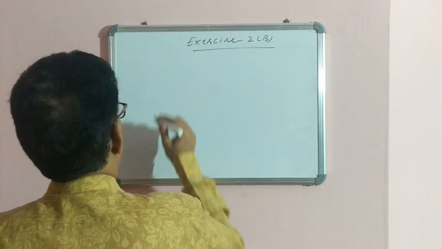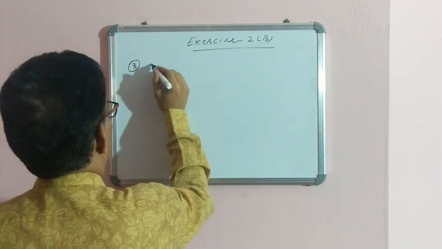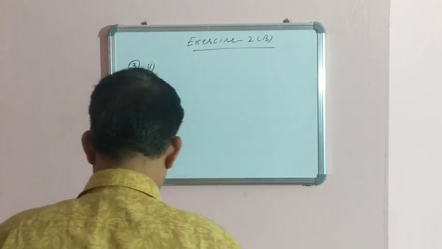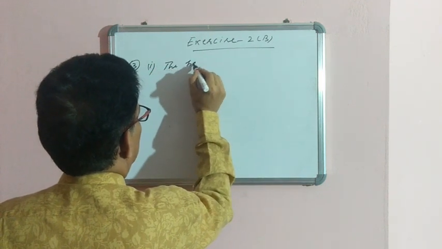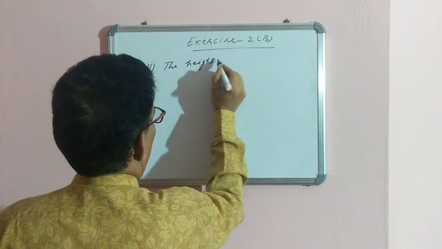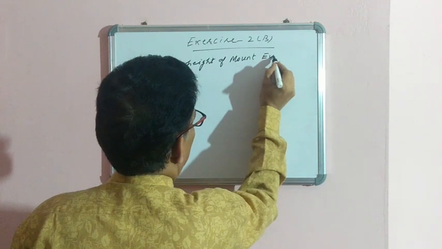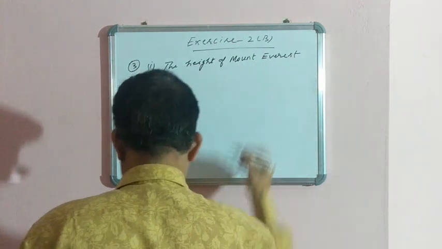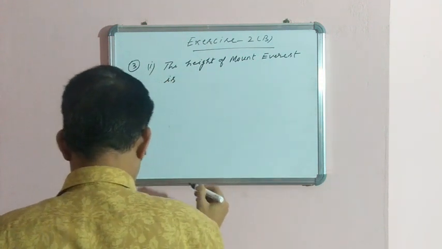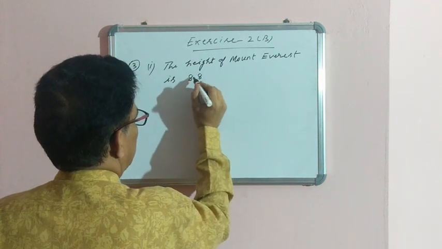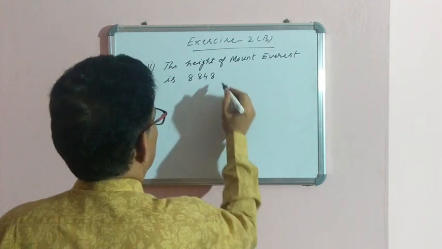Exercise 2b, question number 3. First part is the height of Mount Everest. Height of Mount Everest is 8,848 meter.